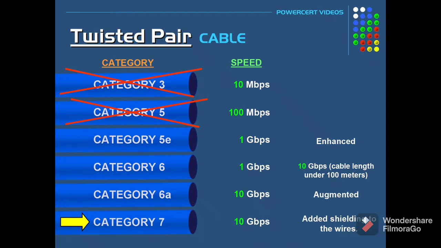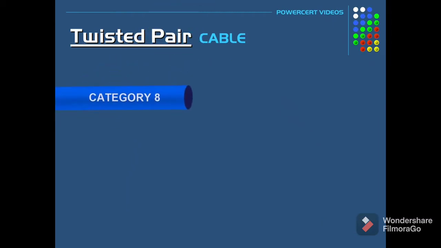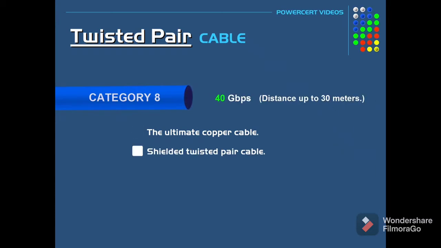And finally, the latest version is Cat8. Cat8 is the ultimate copper cable. It's a shielded twisted pair cable which has a delivery speed of 40 gigabits per second and up to a distance of 30 meters, which is 4 times faster than Cat6A or Cat7.